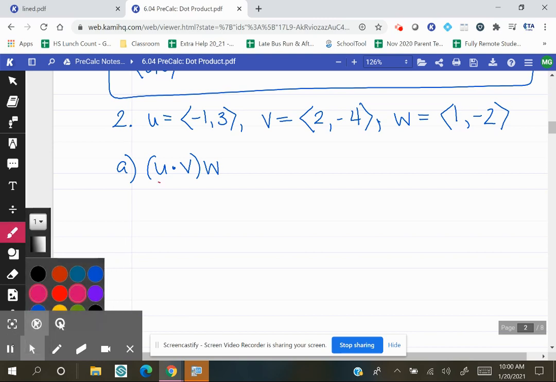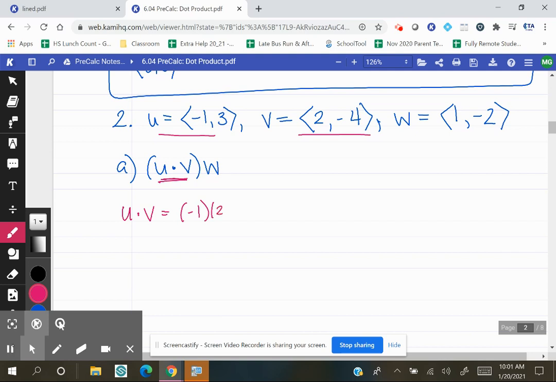So first, let's do our dot product of u and v. So u dot v, here's u and here's v, so I'm going to do -1 times 2 plus 3 times -4. Multiply those together, so -2 minus 12 gives us -14, a scalar quantity. So this right here is -14.